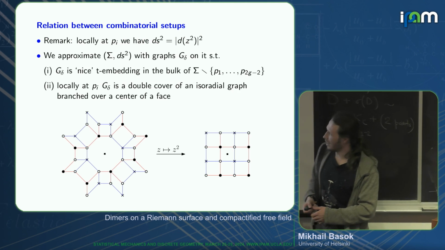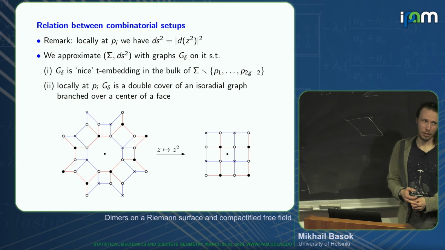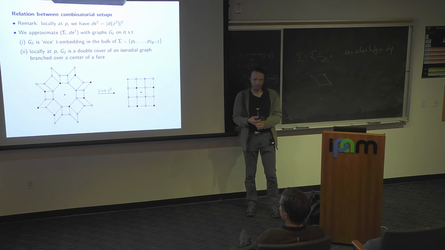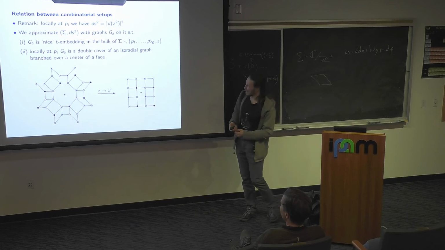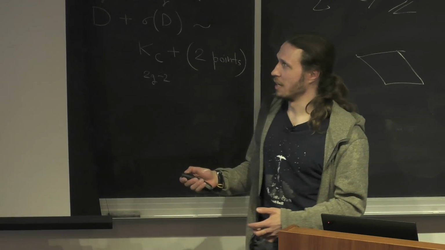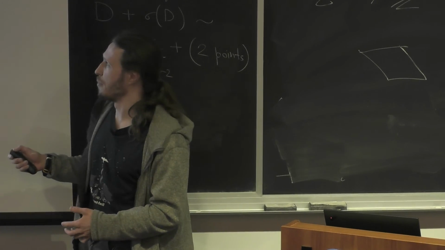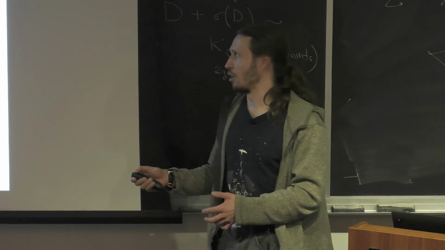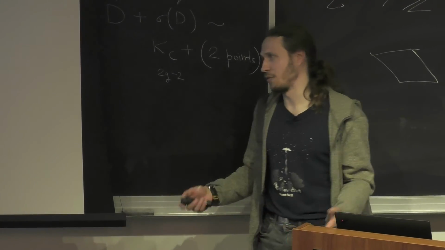Okay, for the last 5 minutes, do I have 5 minutes? Okay, good. I want to tell you a little bit more about the combinatorics of the story, how we link it with Temperley graphs. There will be no analysis now, so don't worry. Remember the setup: we had our Riemann surface, we choose a locally flat metric with conical singularities at marked points, and we choose our graph to be a t-embedding in the bulk, and we want it to be also a double cover of an isoradial graph at conical singularities. So first, why a double cover of an isoradial graph? How is it related to the Temperley setup?